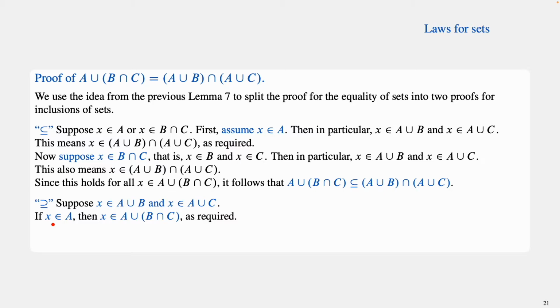If x is an element of A, then x in particular is an element of (A union B) intersection (A union C), as required. Because the set A is of course contained in its union with any other set, so in particular if x is in A, then x is contained in this set.